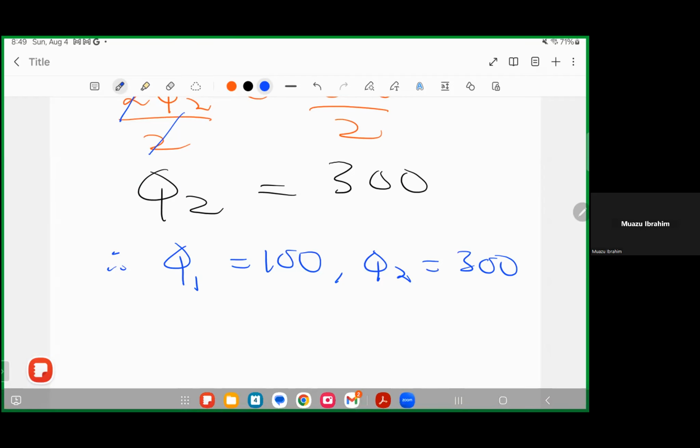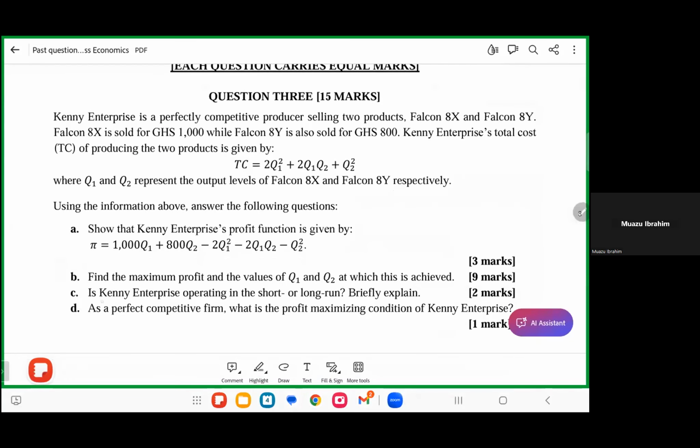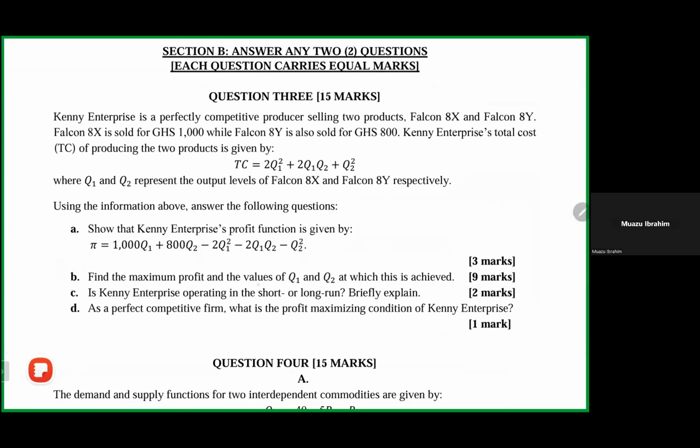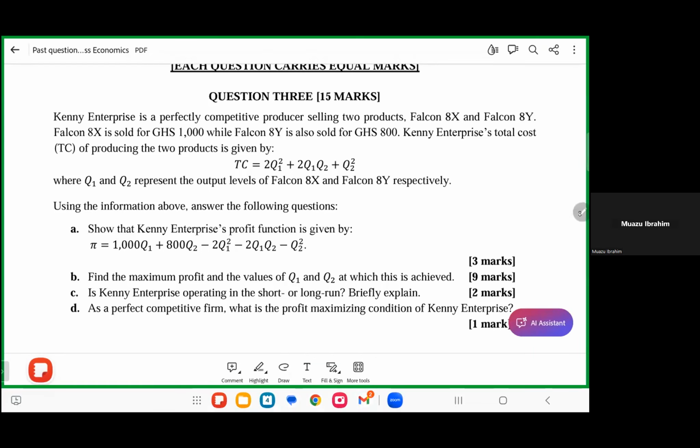But that is not the end. Remember, the question is saying to find the maximum profit and the values of Q1 and Q2 at which this is achieved. You can't find a profit without finding the quantities, so we just found the quantities. Q1 is 100 and Q2 is 300. So we need to find the maximum profit, and we have the profit function. Even from the question, the profit function is given in A, as you can see: 1000Q1, 800Q2, and the rest. So we put the values for Q1 and Q2 into the profit function and solve it.